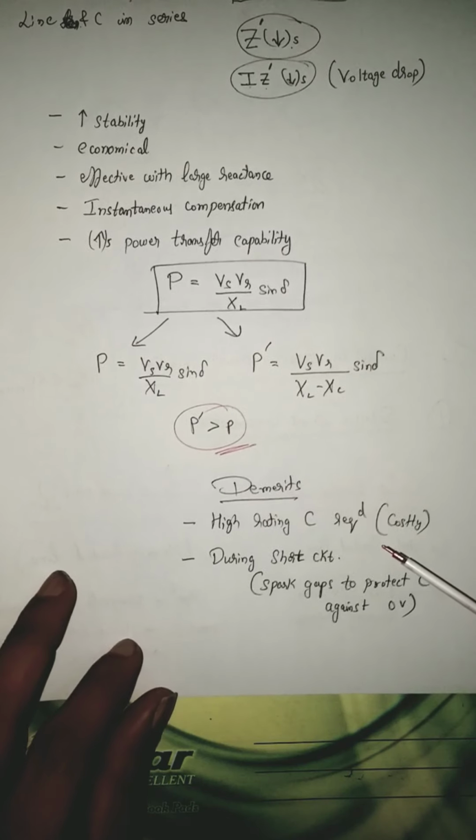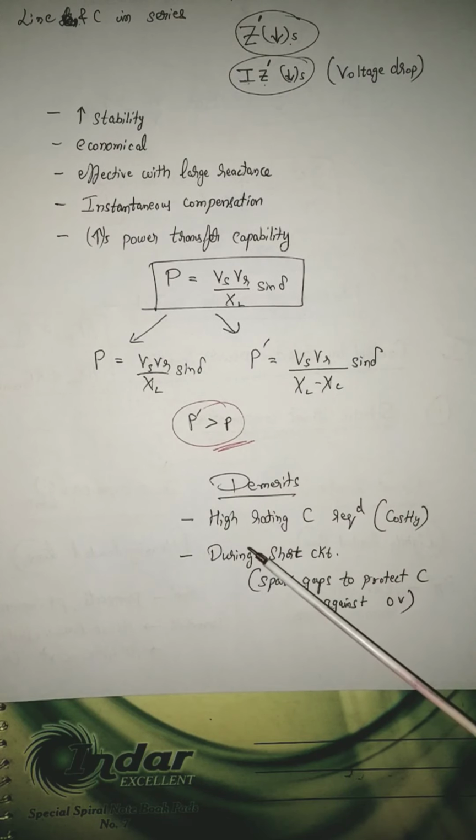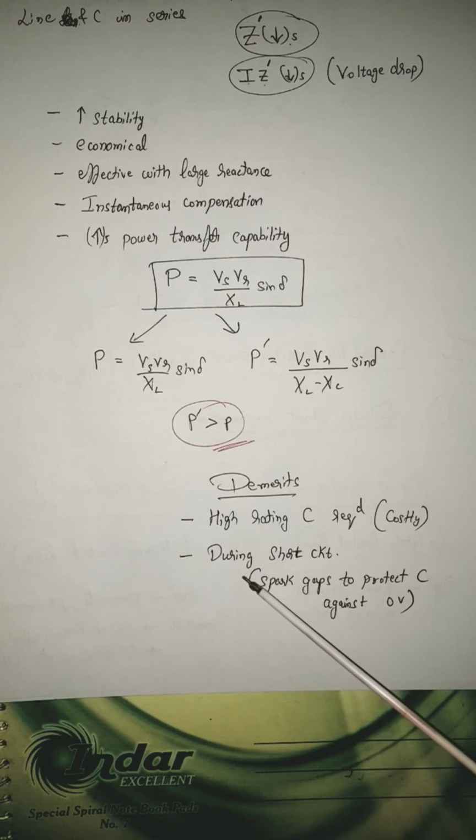Again, this method also has got some demerits. The capacitor that you need will be of higher rating. Obviously, it will be expensive. And whenever there is a short circuit fault along the transmission line, the spark gaps must be included in order to protect the capacitor against over voltages. So this is the demerit.